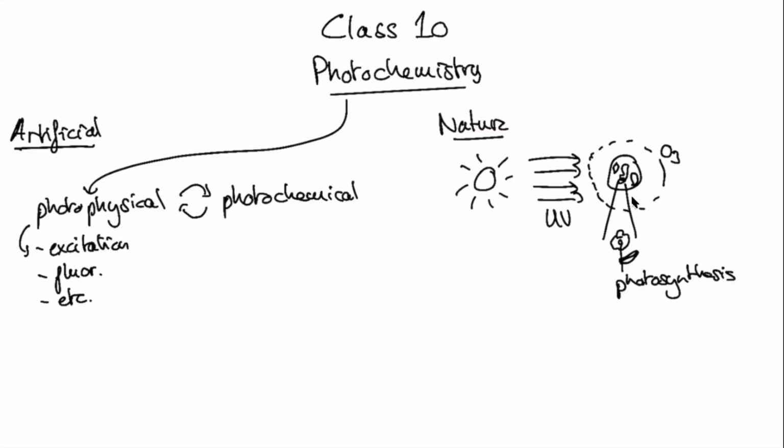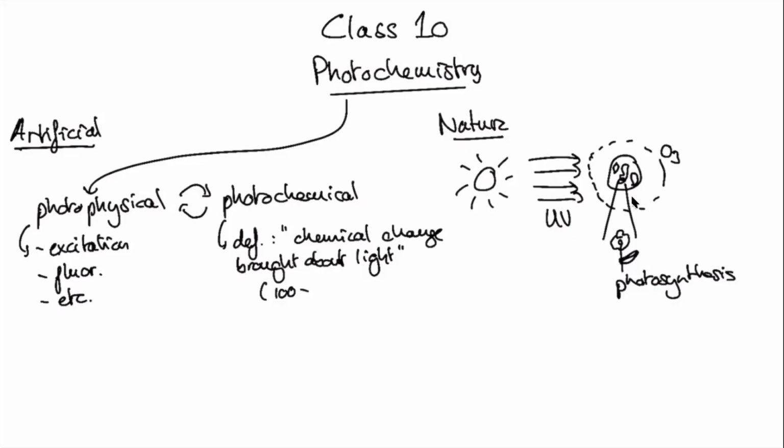Photochemical processes, so the definition is a chemical change brought about by light. Brought about means caused. It's just a fancy way of saying caused. And typically we use wavelengths of 100 to 700 nanometer, right? So from deep UV to red, or sometimes even near red.